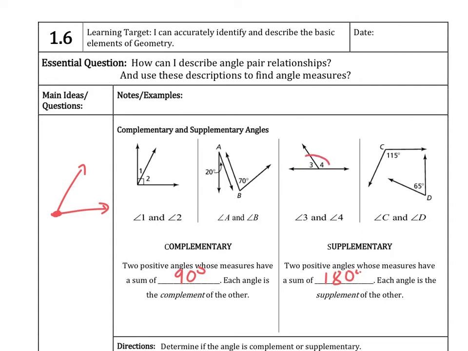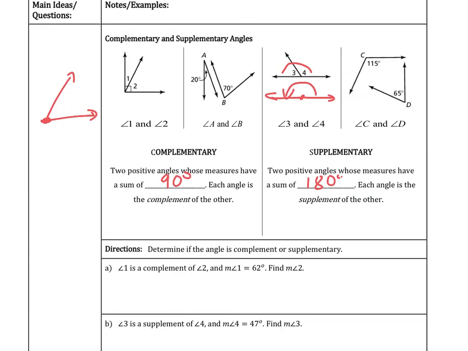Or a straight line is 180. So when we see two angles that make a straight line, well, a straight line is 180 degrees. Okay, that's half of a full circle if you think of it as open that way. And so that's going to be supplementary. Supplementary, 180. Complementary, 90.